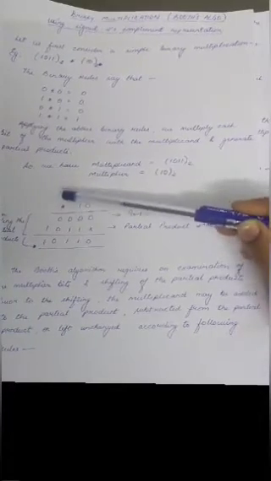So my first multiplier bit is 0. What I'm going to do, I need to multiply this 0 bit with all the remaining bits of the multiplicand. So multiplying 0 with 1 gives me 0. 0 multiplied by 1 gives me 0. 0 multiplied by 0 again gives me 0, and 0 multiplied by 1 gives me again 0.